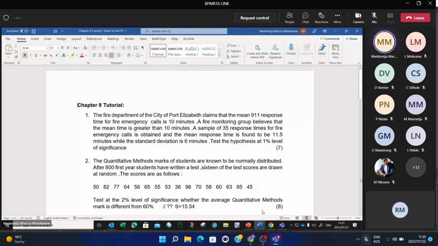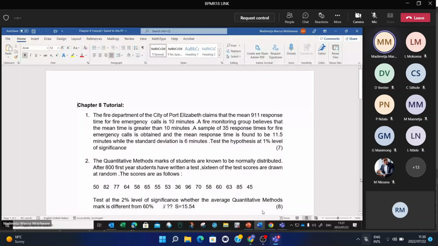Which is 6 over root sample size, 35.479. Did you get this? Yes, sir. Now we're doing good.